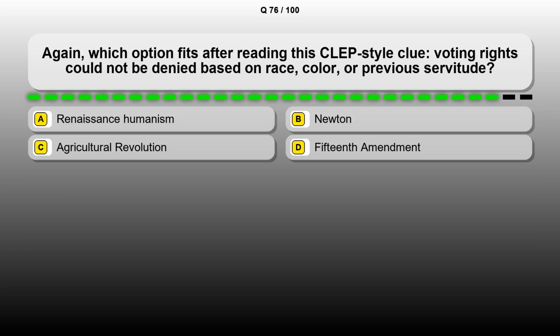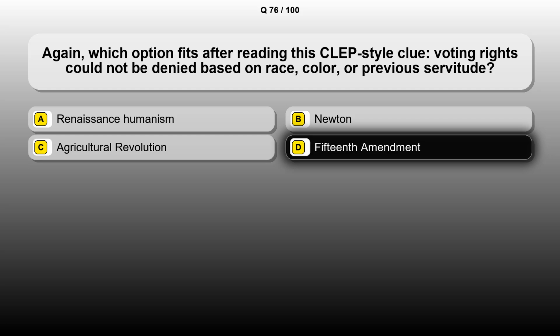Question 76. Again, which option fits after reading this CLEP-style clue? Voting rights could not be denied based on race, color, or previous servitude. Option A, Renaissance humanism. Option B, Newton. Option C, Agricultural Revolution. Option D, 15th Amendment.